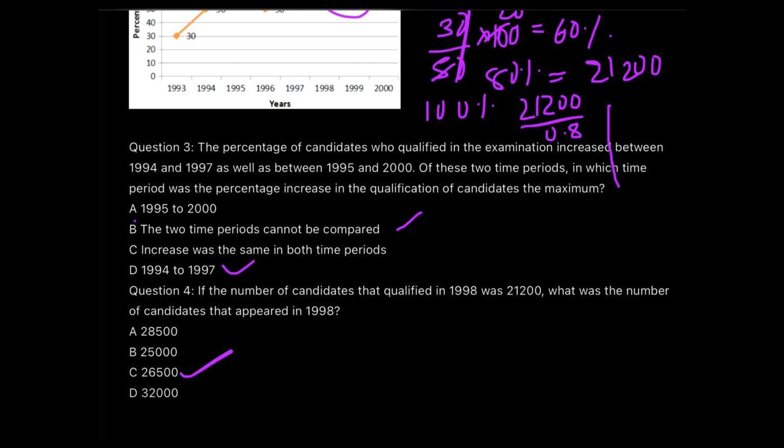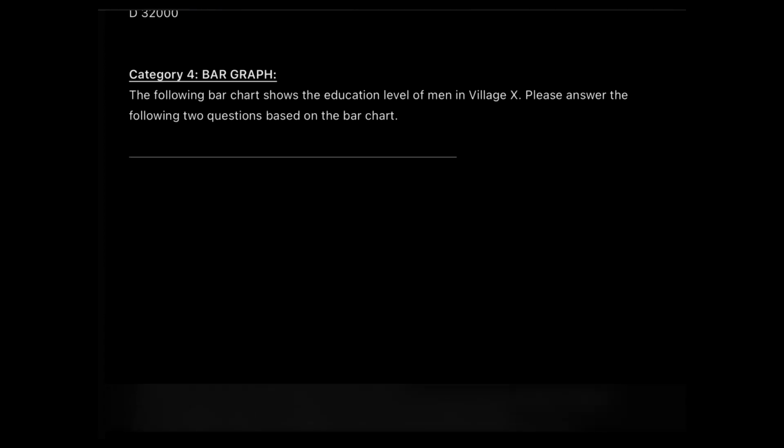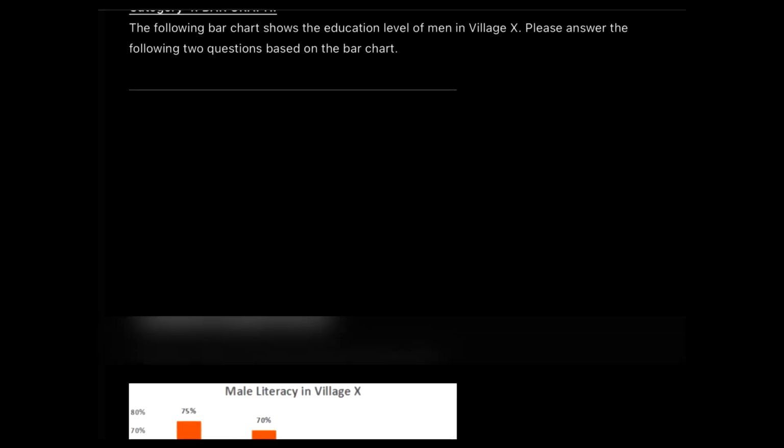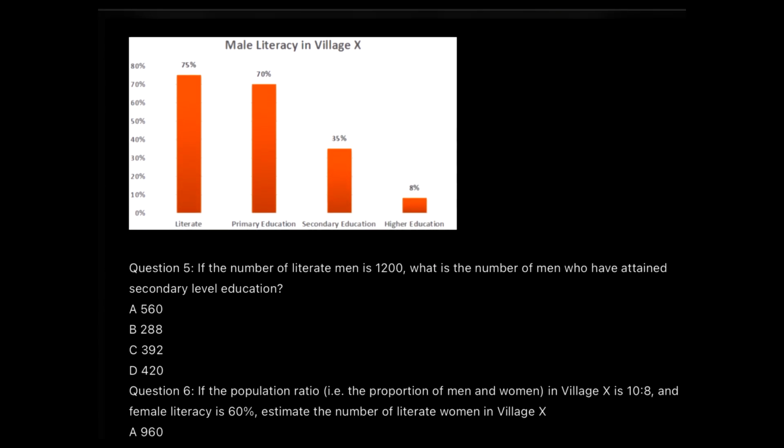Now moving to the next question. Now next one is the last category which we are taking further, that is bar graph. So in this bar graph, the following bar graph shows you the education level of the men in village X. I repeat men, because one question is related to women also. So here, 75% of the population is literate, 70% has passed primary education, 35% has passed secondary education, and 8% have passed higher education. So looking at this graph, if the number of literate men is 1200, what is the number of men who have attained secondary level education?